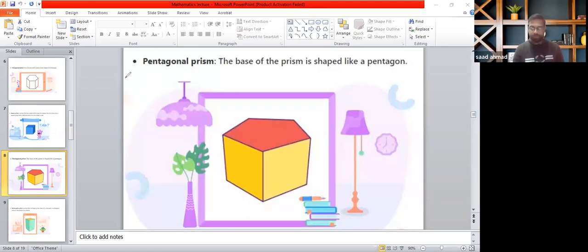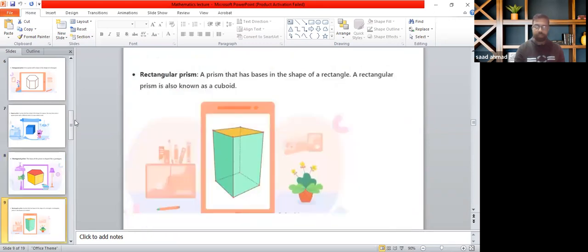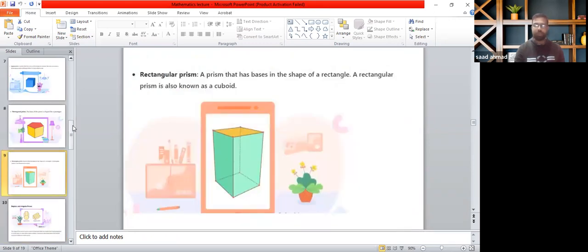Okay, so this one is the pentagonal prism, right? This one has five sides, and then it's a pentagonal prism. This one is a rectangular prism, like the one that we saw before.